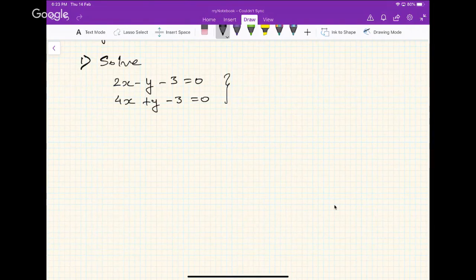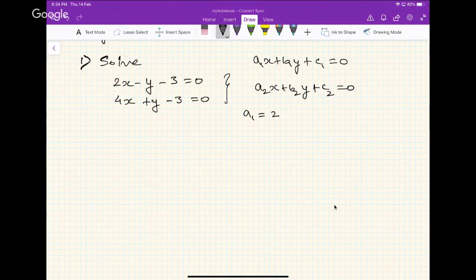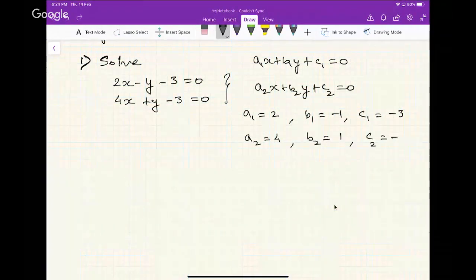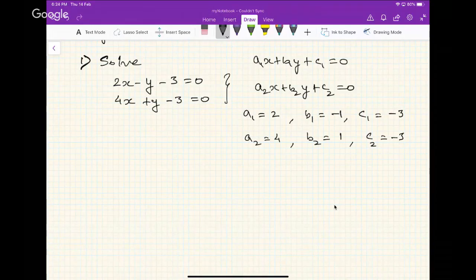Now clearly this is of the form a1x plus b1y plus c1 equals 0, and the second one is a2x plus b2y plus c2 equals 0. Clearly a1 is equal to 2, b1 is equal to -1, and c1 equals -3. Then a2 equals 4 here, b2 equals 1, and c2 equals -3 again. Right. Now let's first take substitution.